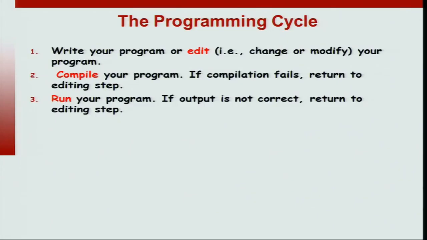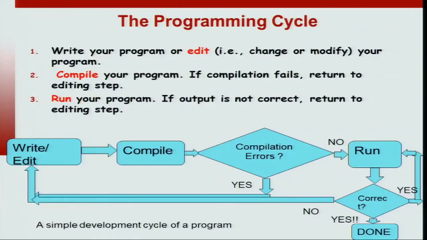One is the process where you write the program or edit the program, and after you're done editing the program, you save it and then you compile your program. If your compilation succeeds, you are ready to run the program. If your compilation fails, then you return to the editing step and correct the errors, okay, and compile again. Once the compilation process succeeds, then you can run the program and check whether the output is correct. If the output is correct, you are done. If not, you go back to the edit process.